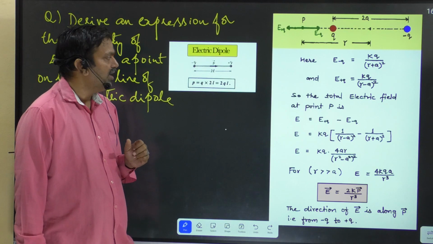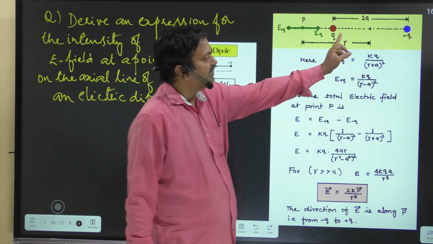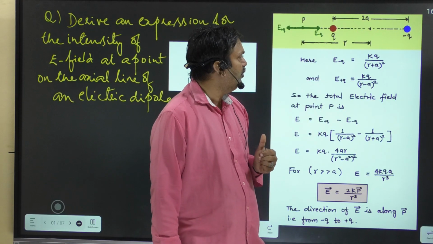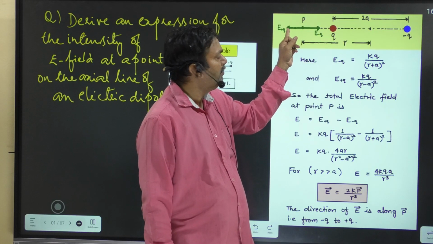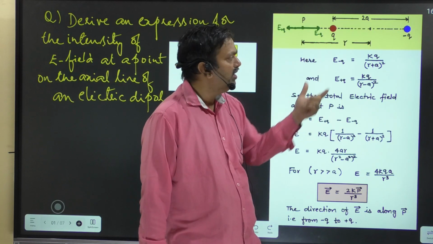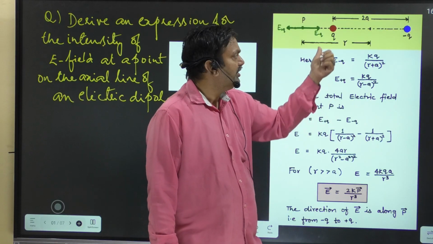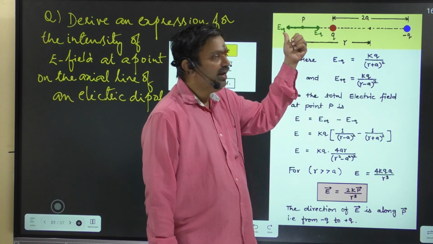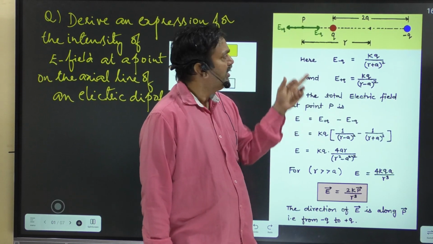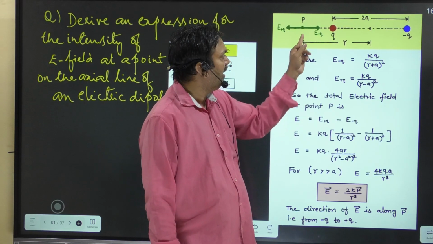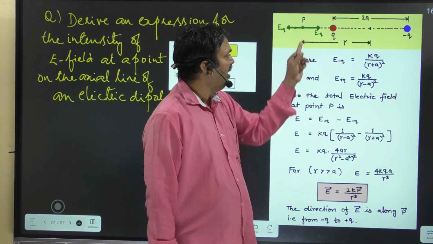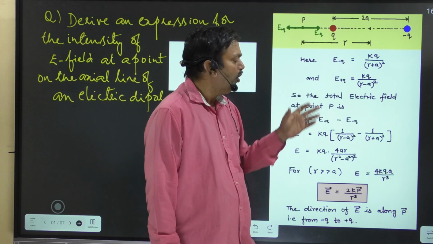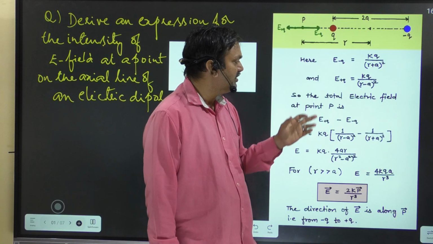This is our dipole. If you take such a dipole, one positive charge and one negative charge separated by a distance of 2A units, the line joining these two charges becomes the axis of the dipole. When you extend this axis on either side, you take a point P at an external point outside the dipole. How to calculate the electric field there and get the derivation for that is our first motto.